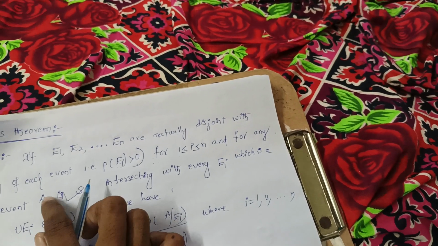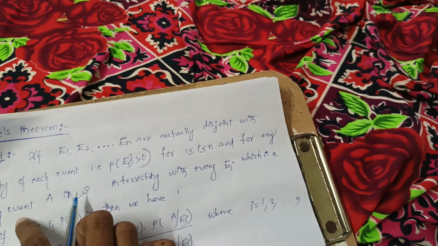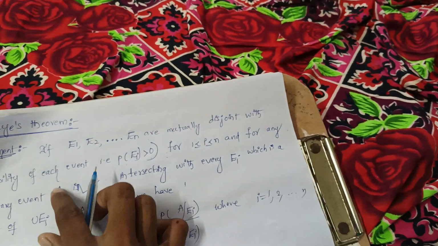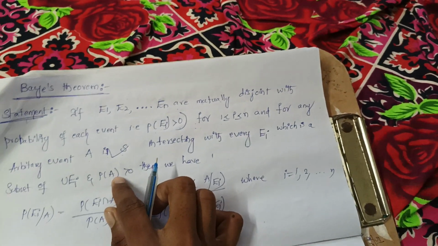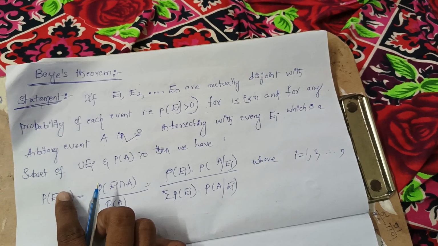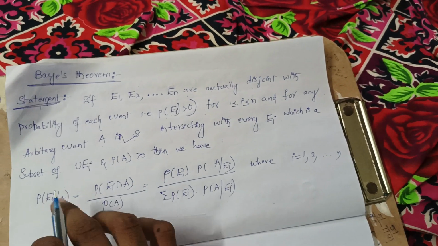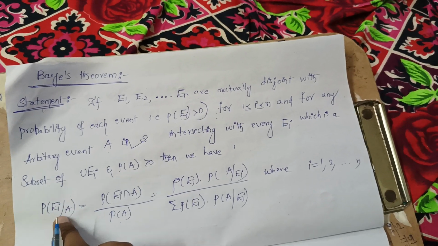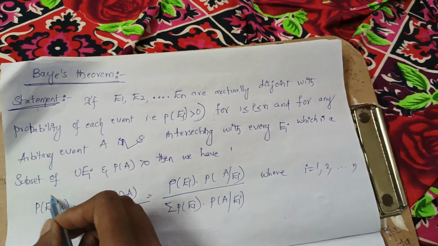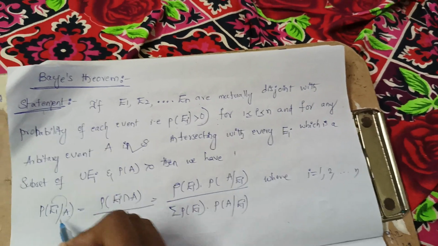Which is a subset of union of Ei. That means A is a subset of union of all these mutually disjoint events with the probability of A must be greater than 0. Then we have P of Ei given A is equal to, according to the conditional probability, P of Ei intersection A divided by P of A.